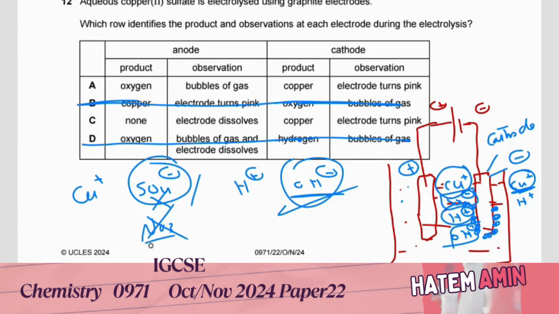Why sulfate and nitrate? They are not able to get discharged at all, and the discharging of the OH group will produce oxygen gas as bubbles. So the correct answer here in the anode, we must find oxygen as product and bubbles of gas, but not the C. So the correct answer here is A.